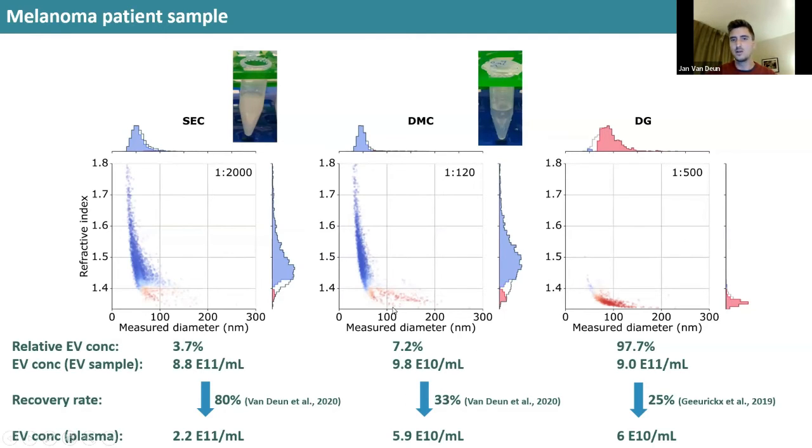But at least with the DMC, the lipoproteins were outnumbering the EVs by up to 1 order of magnitude. So even then we can still accurately quantify the EV population, as we show compared to the density gradient control.